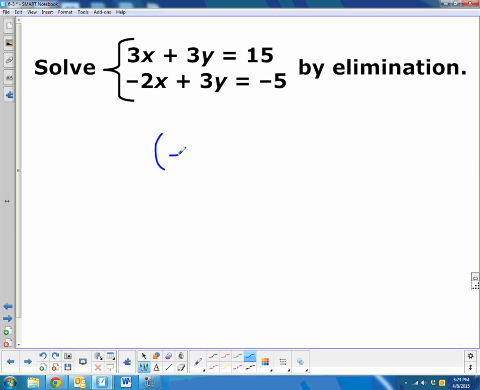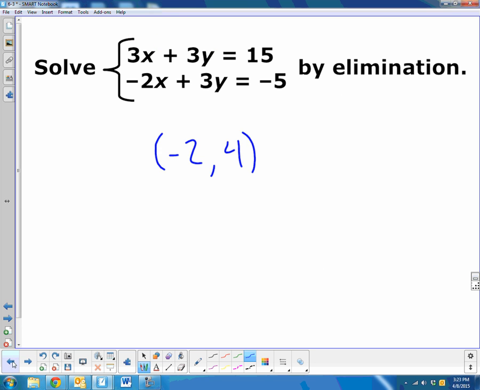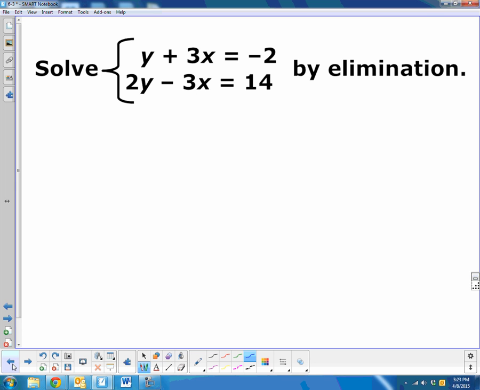So the correct answer is -2, 4. If you didn't get that answer, or weren't sure how to start, watch the linked video and see how to do it. Oops, sorry, that was the wrong one. Here we go, sorry, so here we have -2, 4. There we go, -2, 4. That's the correct answer for that one.